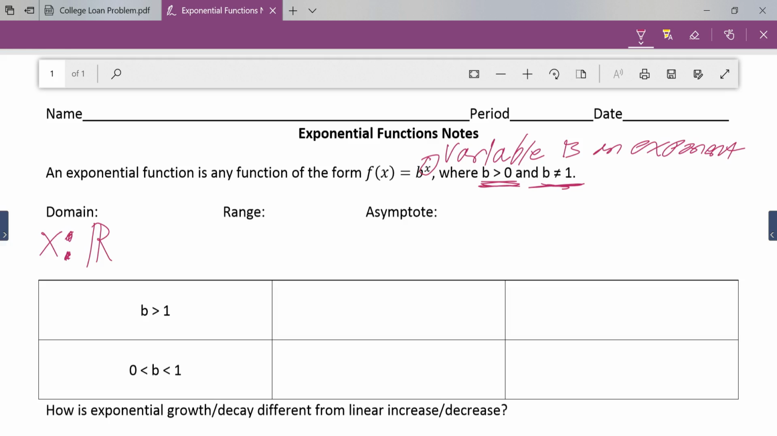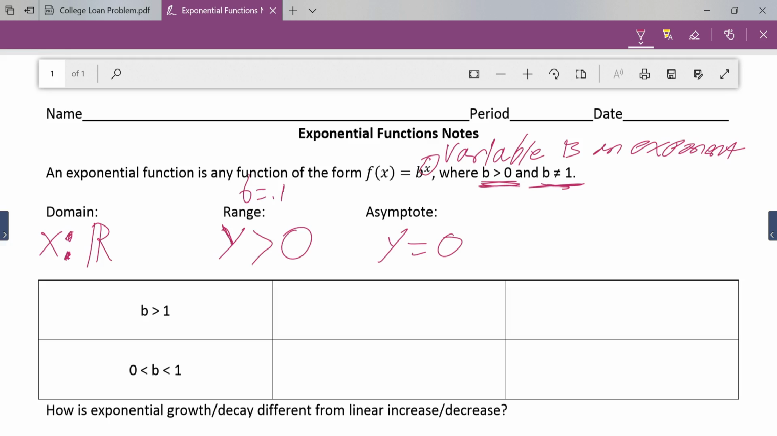Our range for these functions is going to be our y values. And for these, there's no amount of times, even if b is like 0.1, even if we multiplied it by itself 1,000,000 times, it would never quite reach 0. So our range is basically all the y values that are greater than 0, because there's no way for our function to ever hit 0. And because of that, we have an asymptote at y equals 0. An asymptote is just a line that our function can't cross.